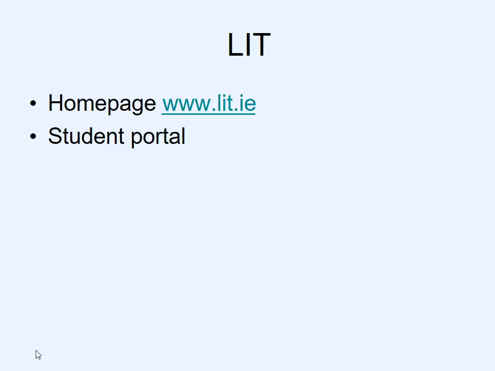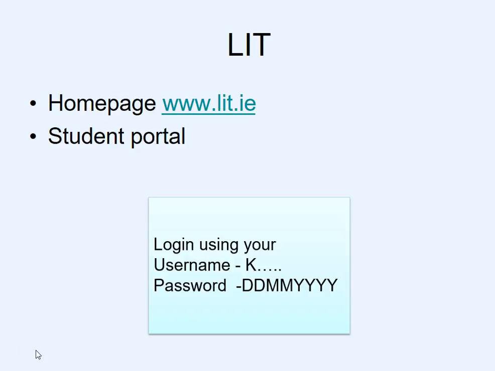Okay, so the first thing to do is that you need to log on. Everybody will have received, hopefully, in the post, a K number, and that K number really is the key to your student ID. So you'll need to have your K number with you, and then log on to the LIT student portal, which is on the home page, lit.ie. So you have noted your K number, but also write down, in case you forget it, but I'm sure you won't, your date of birth.